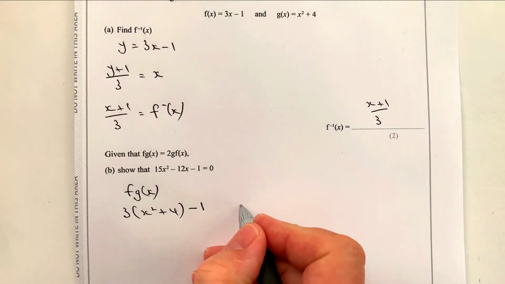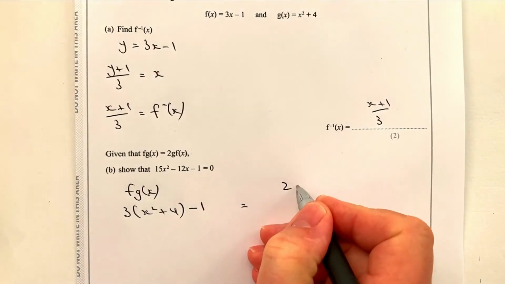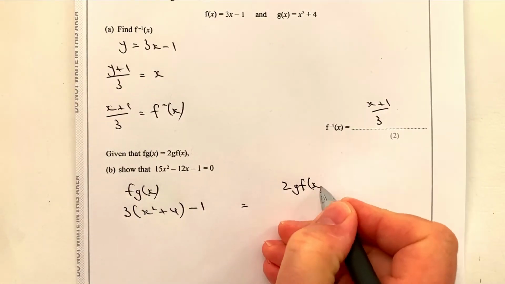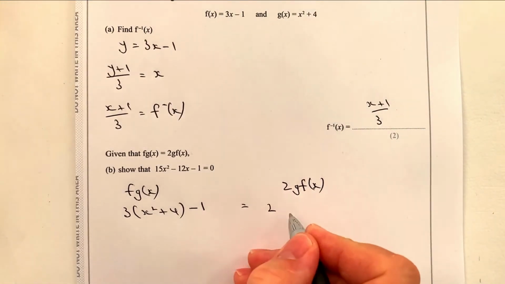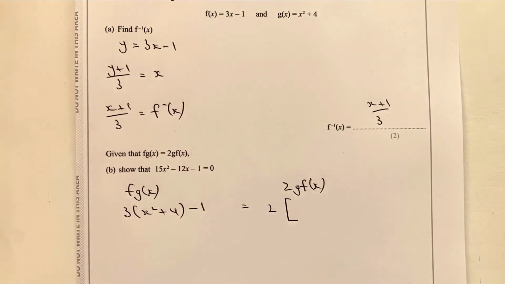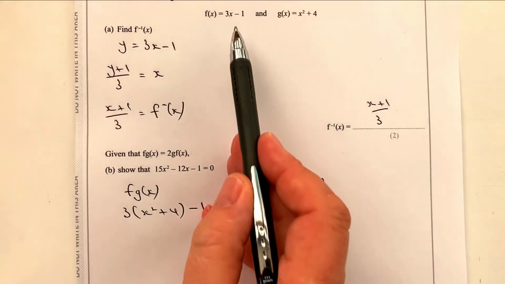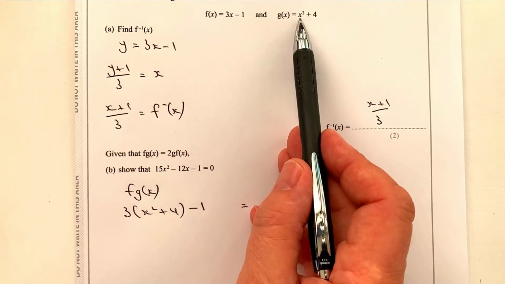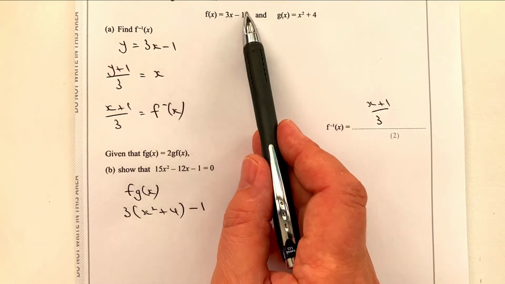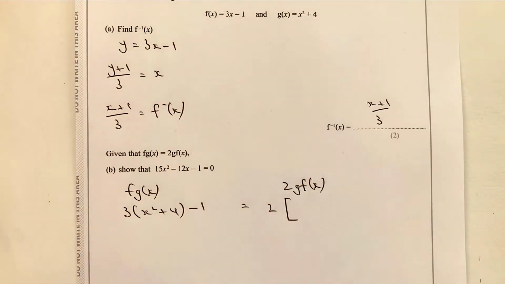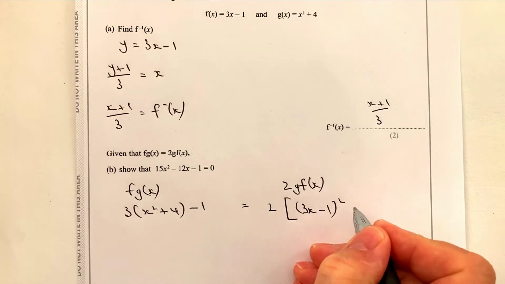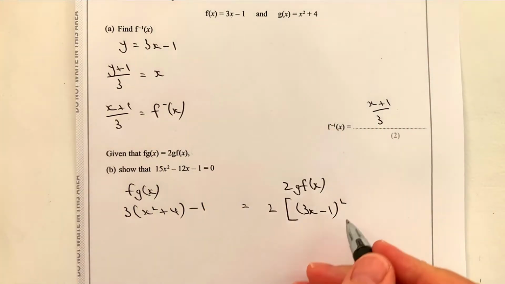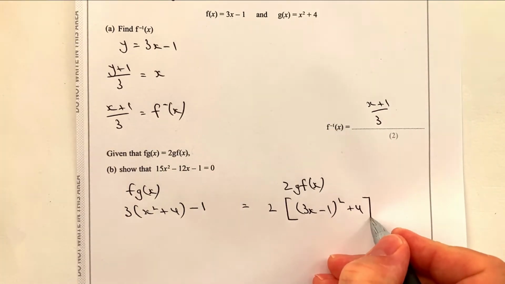Okay, the second part of this is going to be 2 times the gf of x. Well, firstly, I'm going to write out the gf of x, but I'm going to do that inside some brackets. I'm just going to leave that 2 times outside. So again, it's taking the f of x, which is 3x minus 1, and putting it into the g of x. So this time it's the other way around. I'm taking this value and putting it there. And what that would look like is going to be 3x minus 1 squared, which is the value of x squared, plus 4. Okay, I'm going to close my brackets off.